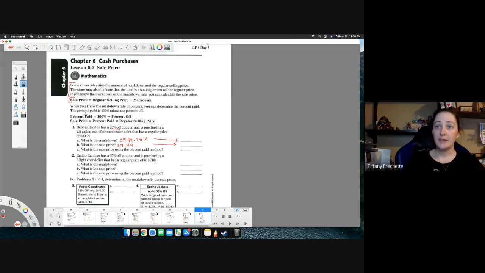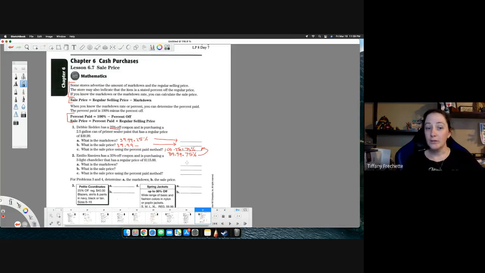So this other method that they're giving us here, the percent paid: you do 100% minus the percent off. So you do 100% minus 25%, and that gives you 75%. I know I'm writing this over the answer area. It's not the answer. This is just the percent paid method. So you're getting 25% off, but you're going to pay 75% of the price. So now I can take $39.99 and multiply by 75%, and that'll tell me the actual answer I need to write here.